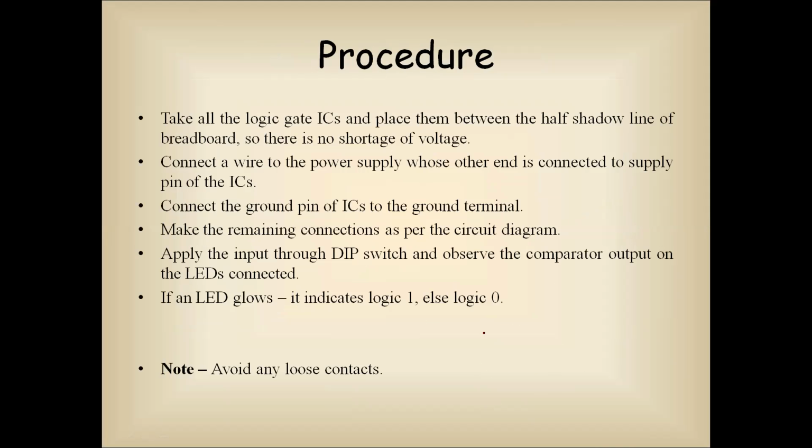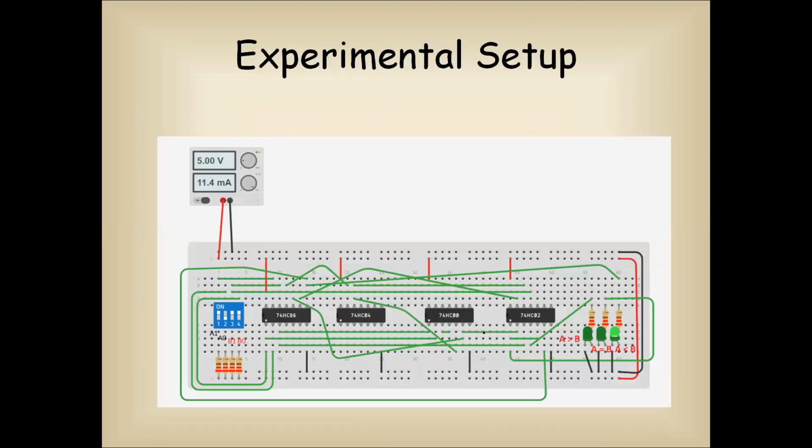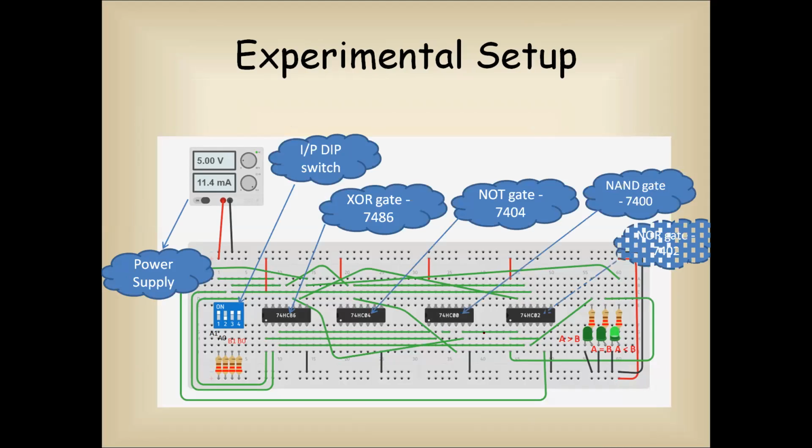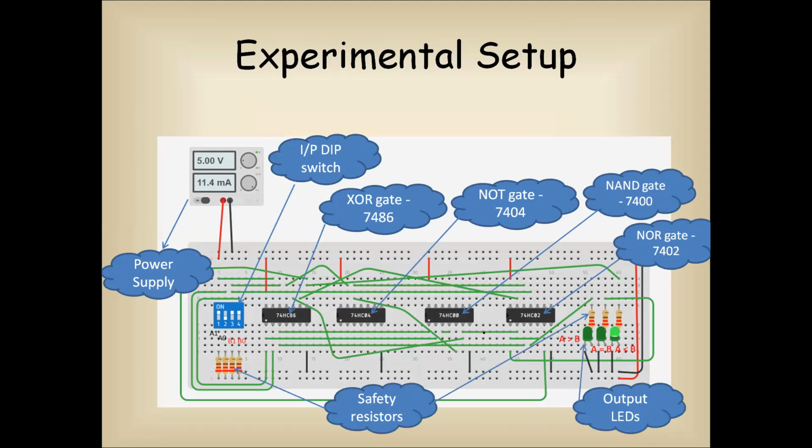So please follow the procedure and connect the circuit as per the circuit diagram. See that there are no loose contacts while connecting the circuit, and observe your output on the LEDs which are given in the circuit diagram. So this is the experimental setup. I have highlighted all the equipment we have used, which ICs we have used and everything. So you can observe here, I have also highlighted what your inputs are and which LED is indicating which particular output here.